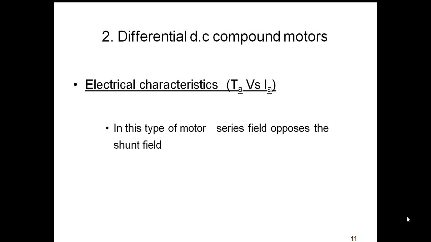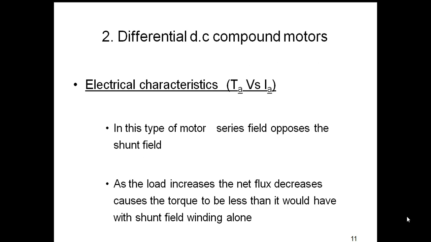And in this type of differential DC compound motor, the series field opposes the shunt field flux, and when the load increases, the net flux decreases, and this causes the torque to be less than it would have with shunt field winding alone.